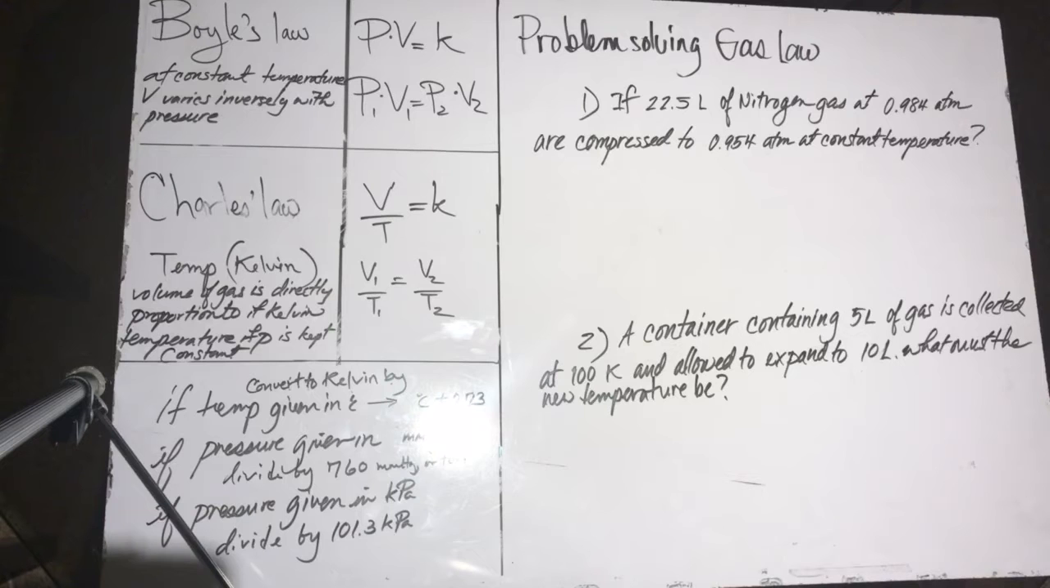This lesson is all about problem solving using gas law. I'm just going to introduce two different laws today. As you can see on the left side of the column, I have Boyle's law, which states that at constant temperature, volume is inversely proportional to pressure. Therefore, in the equation, pressure times volume is equal to a constant, because when you increase pressure, volume decreases.